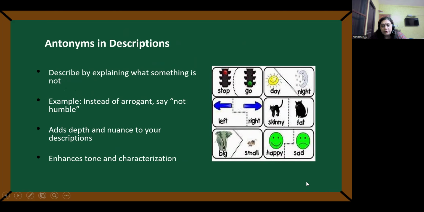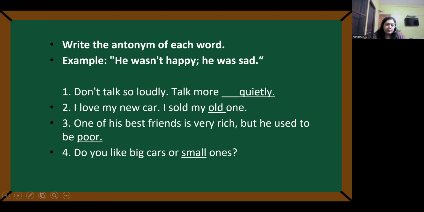A few more antonyms: stop, go, day, night, left, right, skinny, fat, big, small, happy, and sad. Write the antonym of each word. For example, he wasn't happy, he was sad. Don't talk so loudly, talk more quietly. I love my new car, I sold my old one. Antonym of new is old. One of his best friends is very rich, but he used to be poor. Antonym of rich is poor.